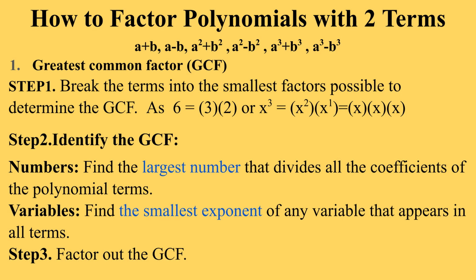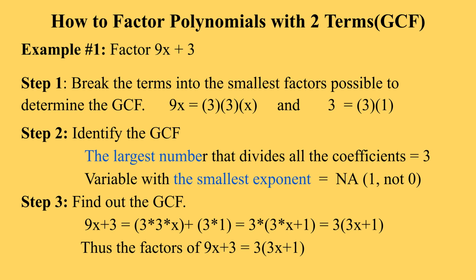Step 1 is to break the terms into the smallest possible factors. Step 2 is to identify the GCF, which involves finding the largest number that divides all coefficients and the variable with the smallest exponent. Step 3 is to factor out the GCF. Now we take some examples.